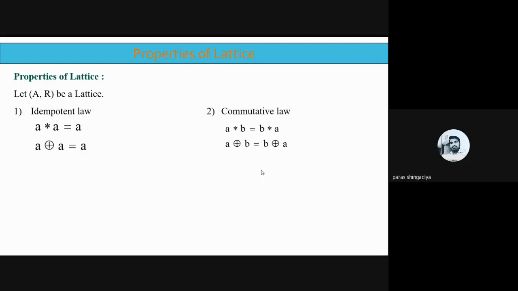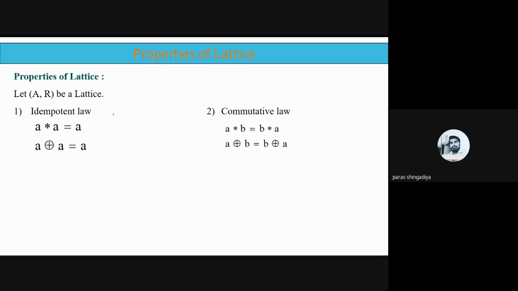So the first condition is that it should be a lattice. First it should be a lattice, and then you can prove whether it is a lattice as an algebraic system or not. A lattice means it is a poset as well as a lattice, meaning GLB of a, b and LUB of a, b again belong to the set itself. And now the first property for that is the idempotent law.